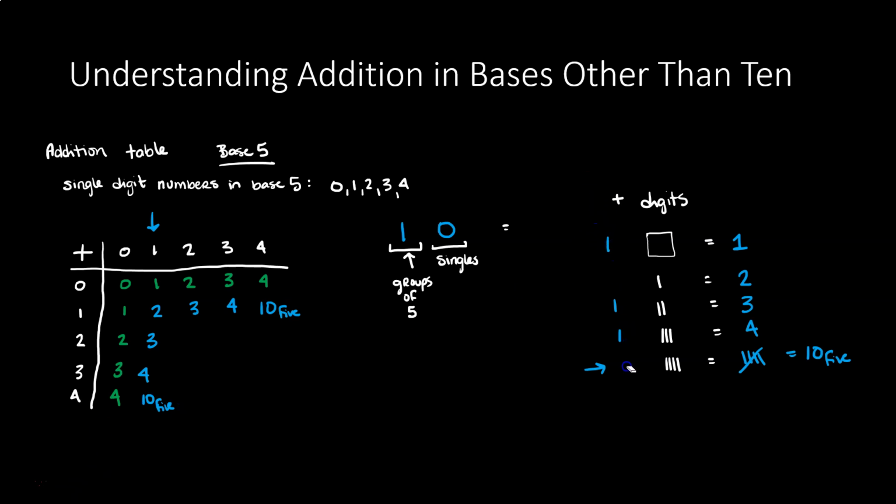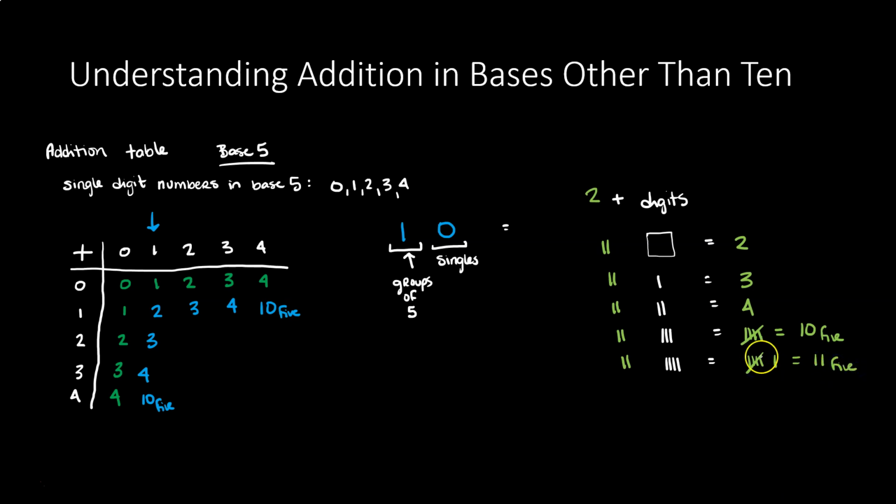Now we're going to go through this process with adding 2 to each of our digits. So we'll have 2 tally marks plus 0, 2 tally marks plus 1, 2 tally marks plus 2, and so on. 2 plus 0 is still 2. 2 plus 1 becomes 3. 2 plus 2 becomes 4. 2 plus 3 is enough to make a group of 5, so that would look like 1, 0, base 5. And then 2 plus 4 is enough to make one group of 5 with one single. So that would look like 1, 1, base 5.